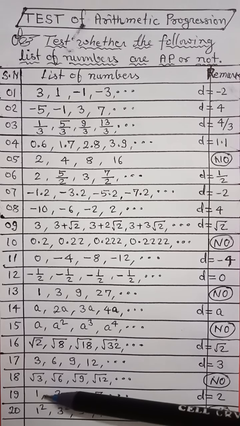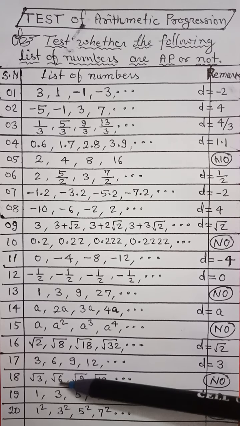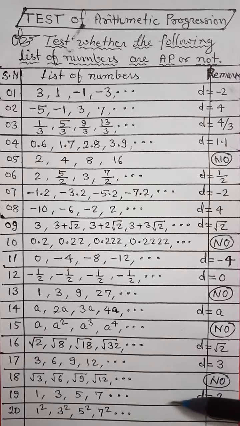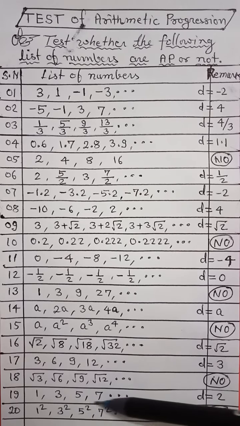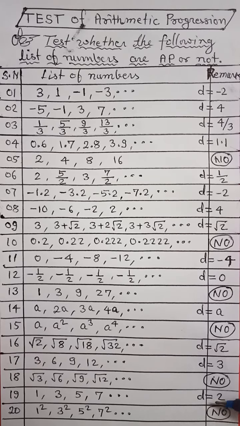Now you see here, this is 1, 3, 5, 7. 3 minus 1 is 2. 5 minus 3 is 2. 7 minus 5 is 2. That means we find a common difference, and that common difference is 2, and therefore this is an example of a sequence which is also an arithmetic progression.